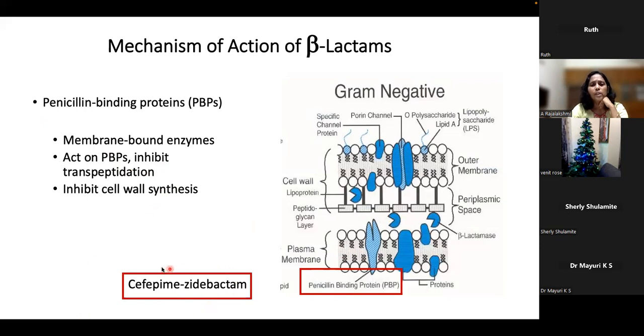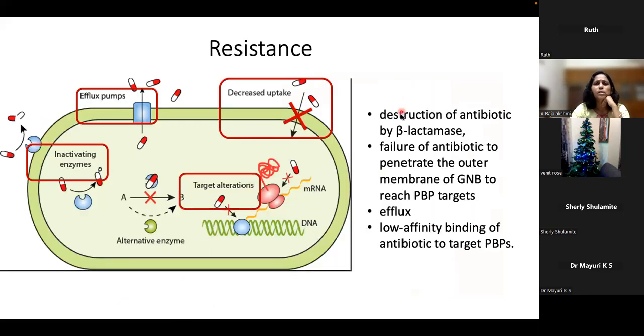Now, I will not be talking about this drug, but in a few months, you will learn that this is an important site where cefepime-zidebactam, the newer beta-lactam enhancer, will act. And as I understand, it's a marvelous drug to overcome the resistance produced by these bacteria. Okay, coming to the methods of resistance, one commonly is inactivating enzymes, destruction of the antibiotic by beta-lactamases. Other mechanisms are failure to penetrate, efflux pumps, and low affinity of the target site, that is low affinity of the PBPs.